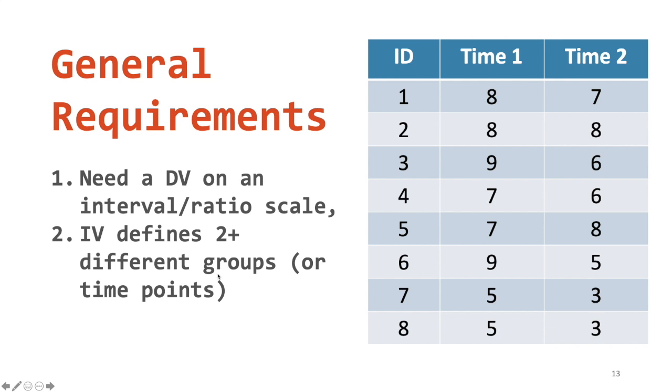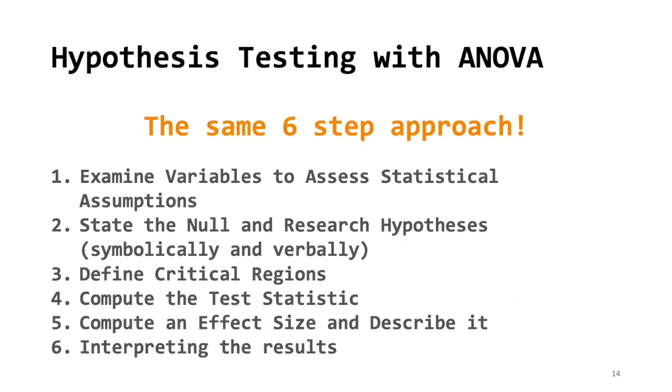One thing that you need to be aware of is ANOVA can handle just 2 groups, but your results end up being exactly the same as a t-test. So generally when you just have 2 groups, 2 levels in your group, then you just do a t-test, but an ANOVA can handle that. So we're going to go through an example. Hopefully it helps some things make some sense. We're going to do the same exact 6-step approach.